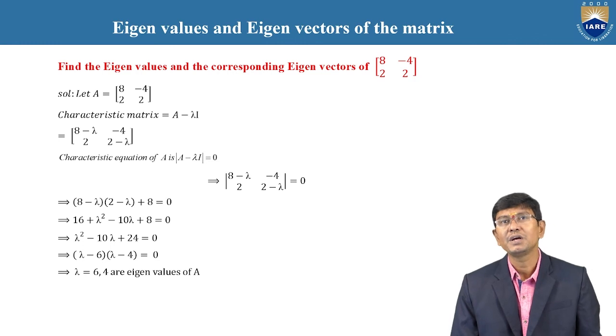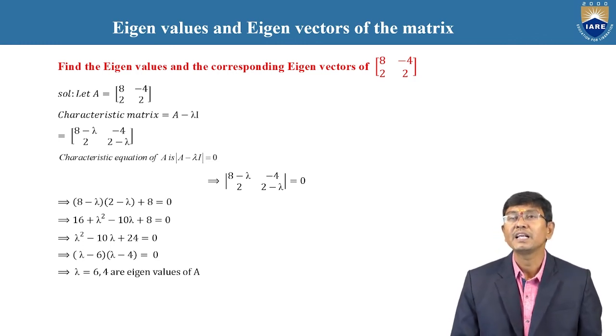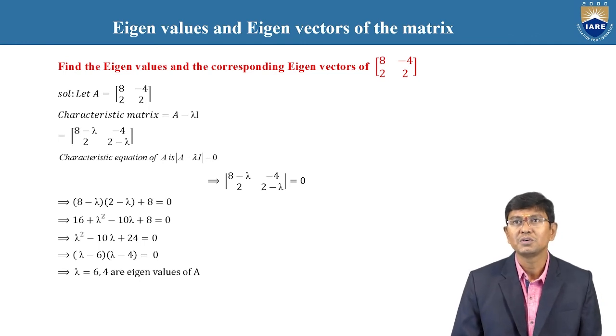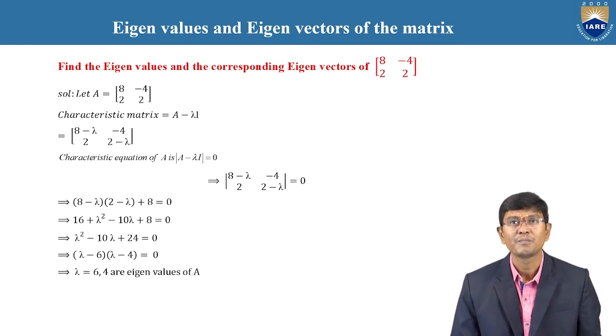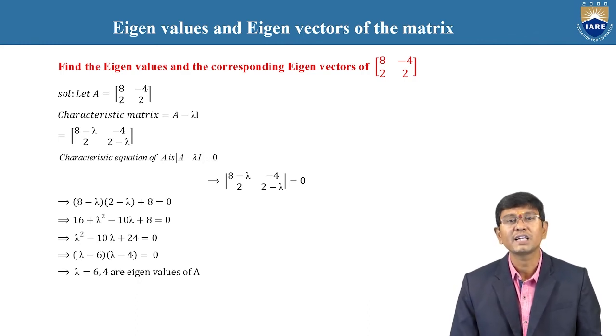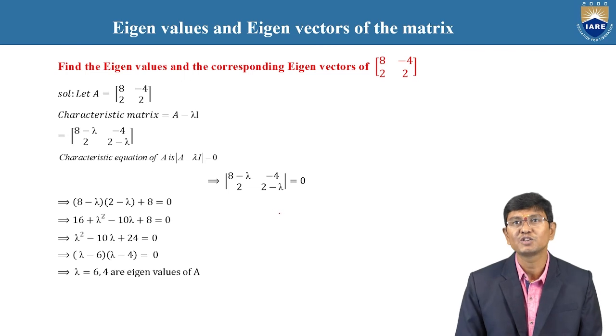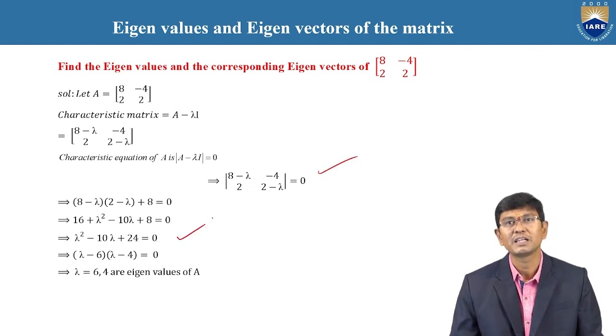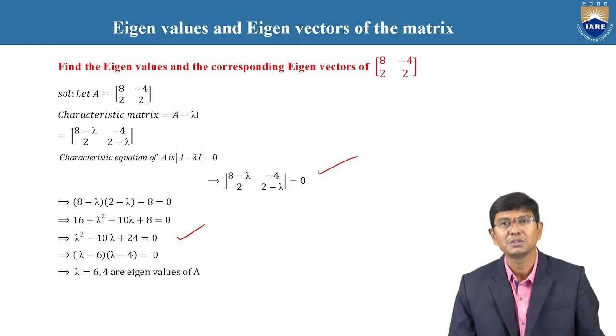Similarly, when we discuss one other problem, given matrix A is equal to 8, minus 4, 2, 2. This is a given 2 by 2 matrix. When we are going to find the eigenvalues and eigenvectors of this matrix, the characteristic matrix is A minus lambda I. By solving the characteristic equation, determinant of A minus lambda I is equal to 0, we obtain the characteristic equation lambda square minus 10 lambda plus 24 is equal to 0.